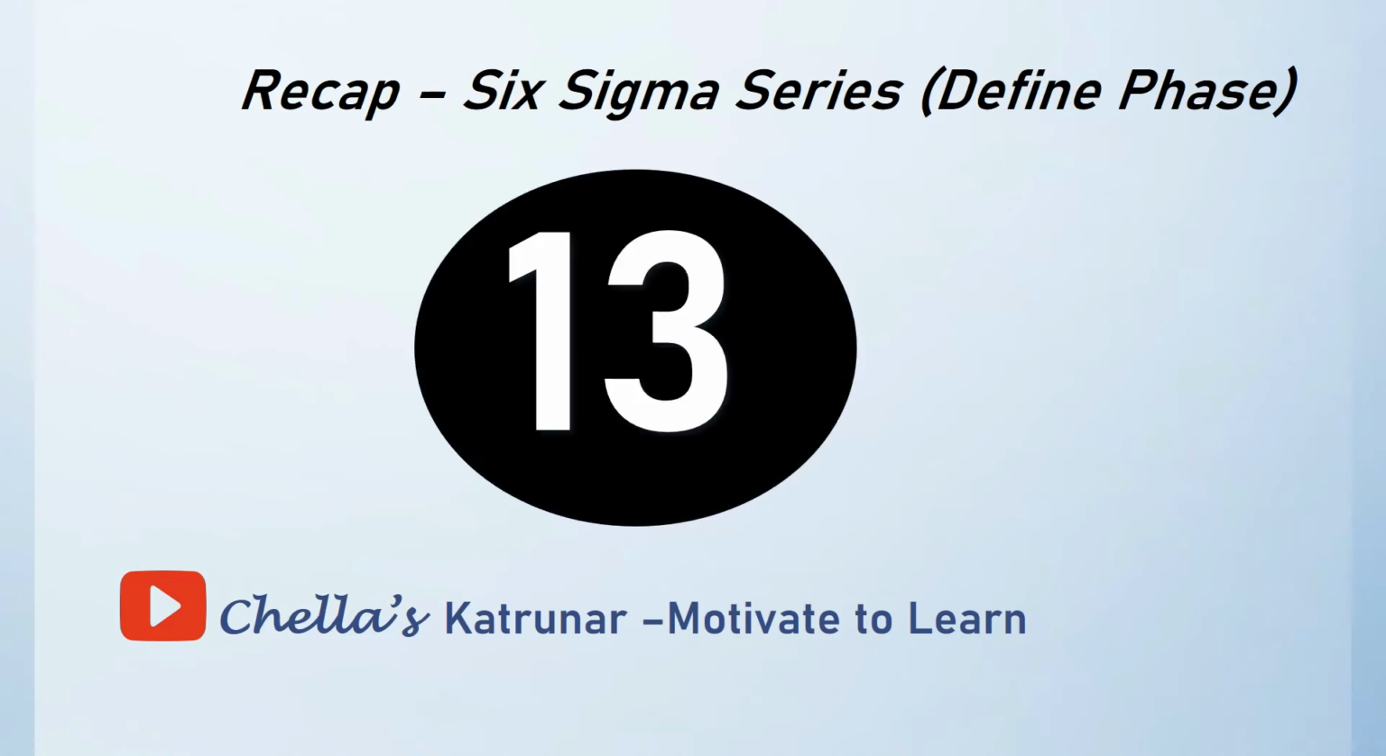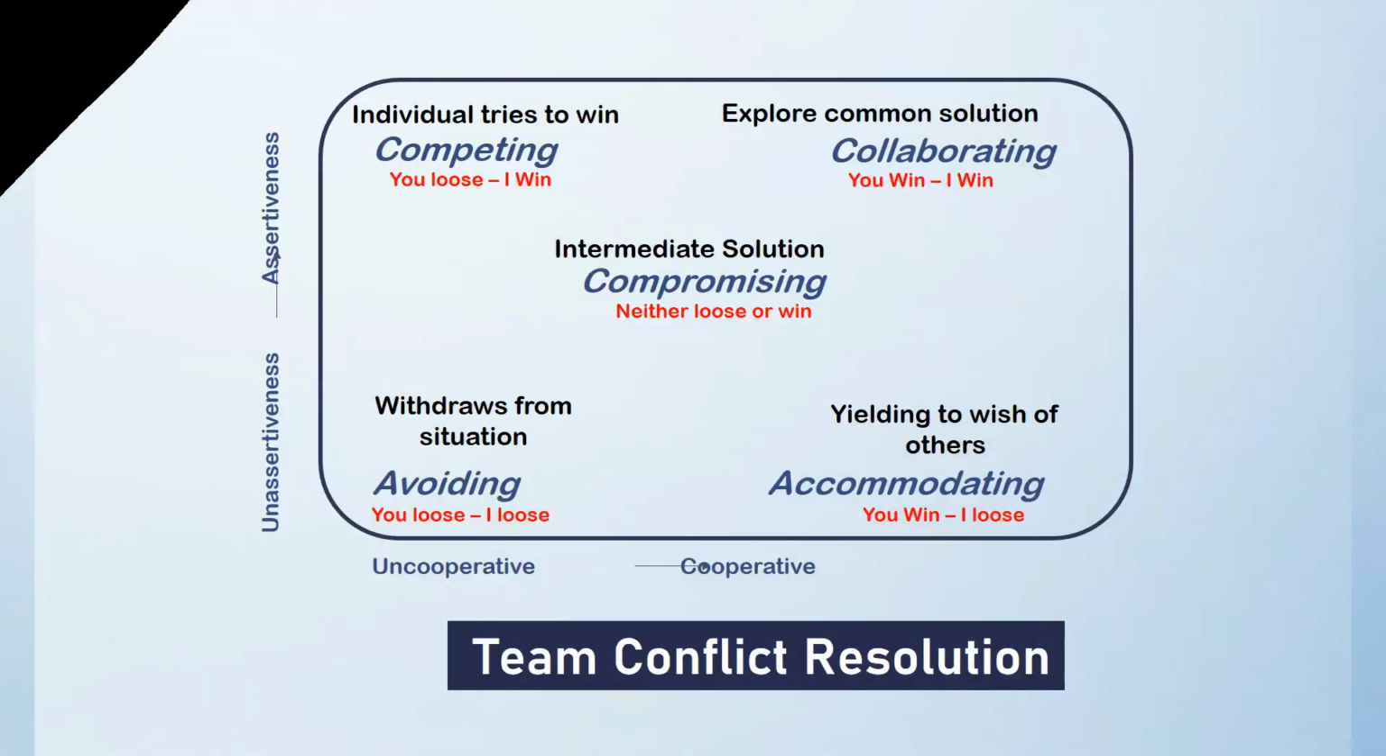Point number 13. It is very important for the leader to handle the team conflicts and conclude the conflicts through resolutions. We have learned 5 methodologies of team conflict resolution: avoiding, accommodating, compromising, competing, and collaborating. Based on the situation, the results, and the team members, the methodology can vary. The same cannot be used in all locations and all conditions. Based on that, the leader can take a decision and conclude the conflicts by action.